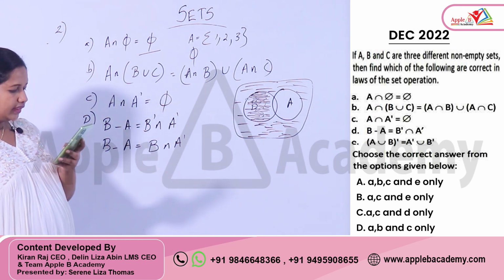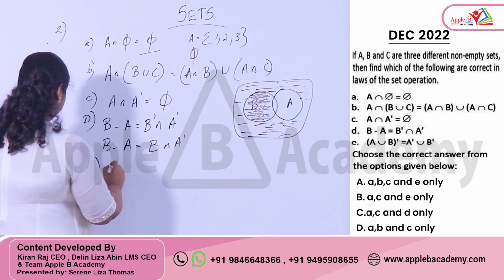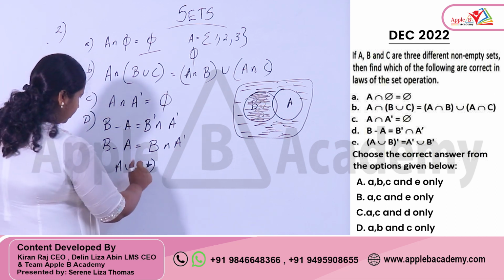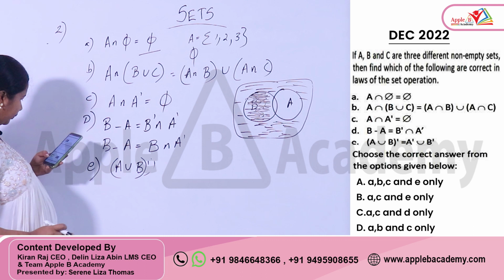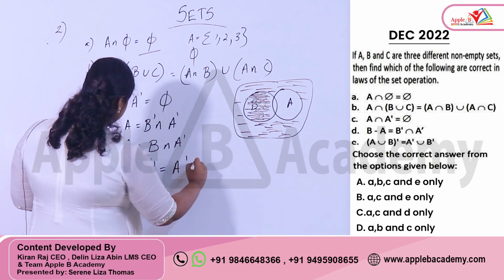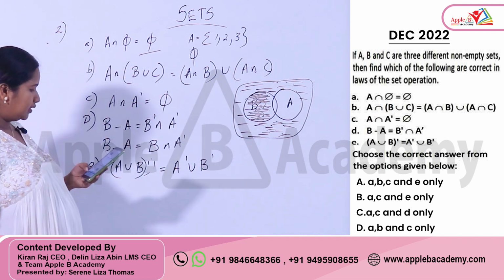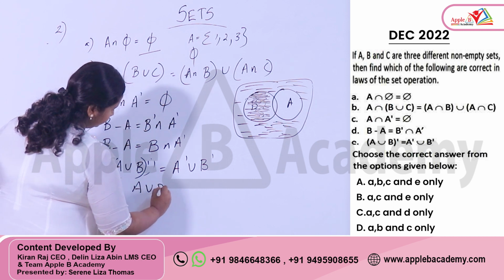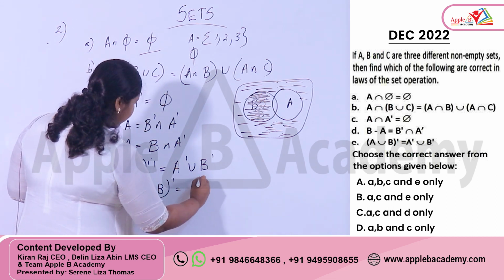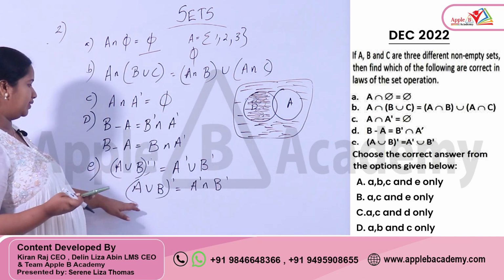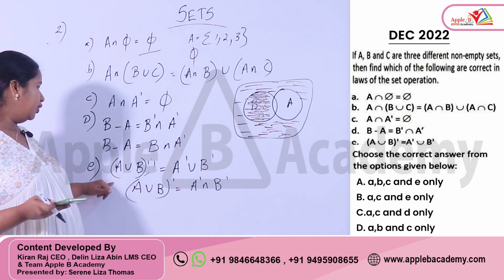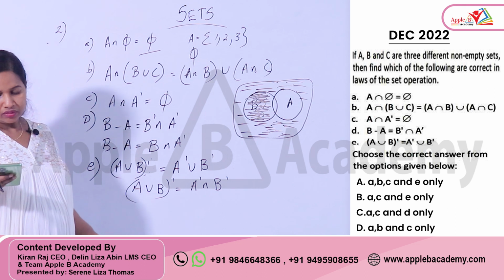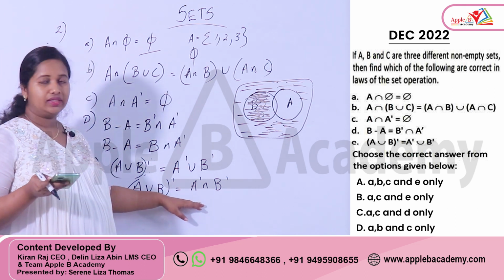Then the next option is A union B complement is equal to A complement union B complement. This is the statement that is given, but according to De Morgan's law, (A union B) the whole complement is equal to A complement intersection B complement. This is the right statement. According to De Morgan's law, (A union B) complement is equal to A complement intersection B complement. So this is the correct one.